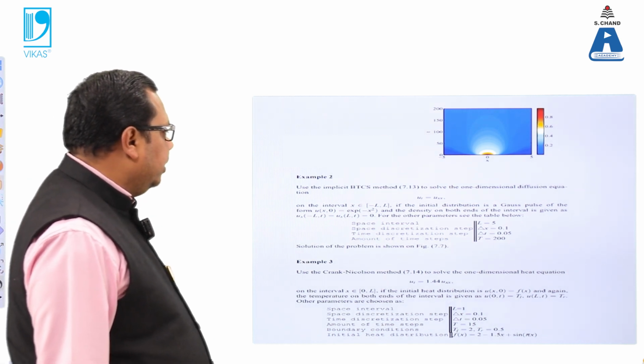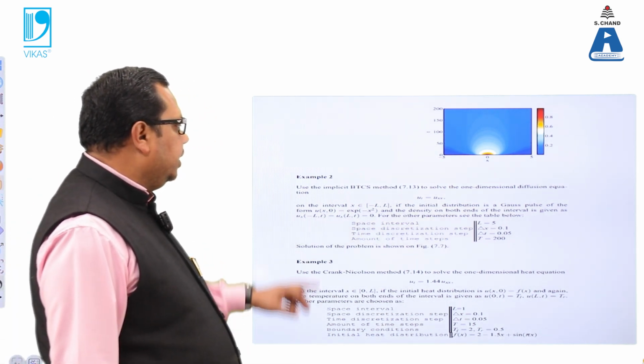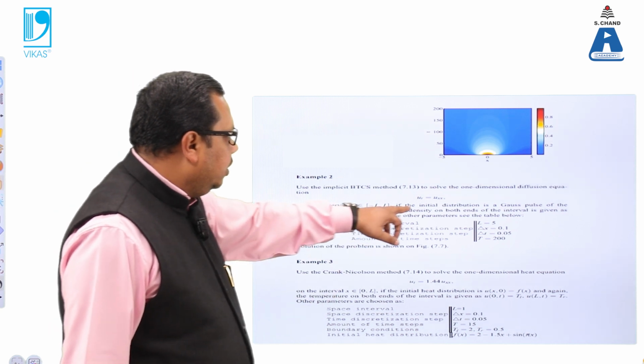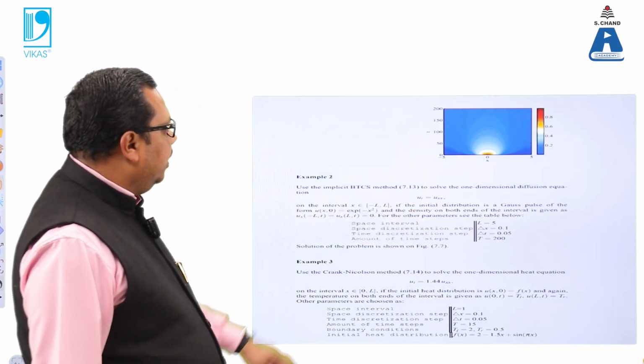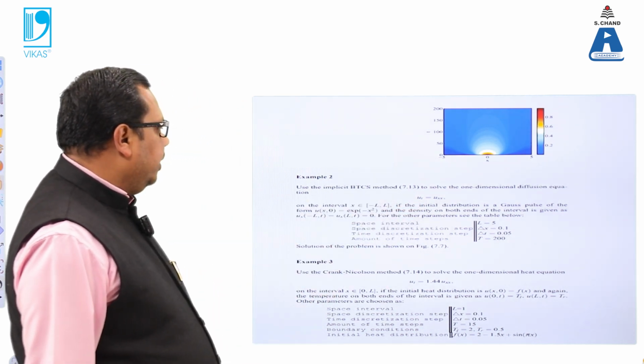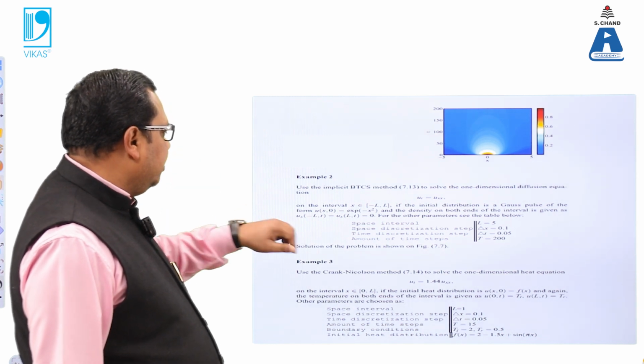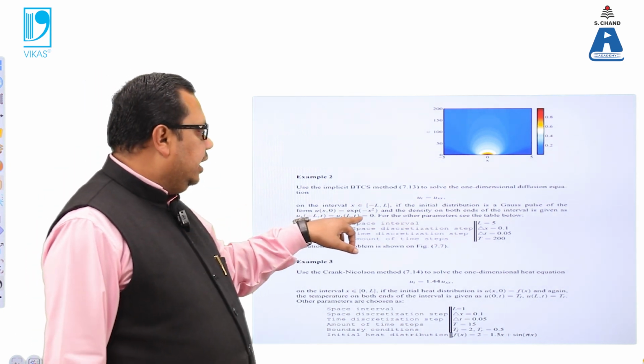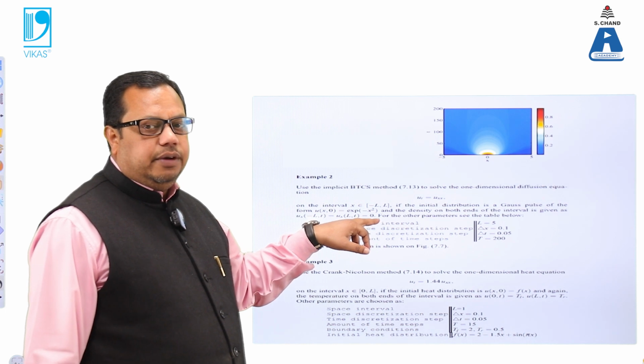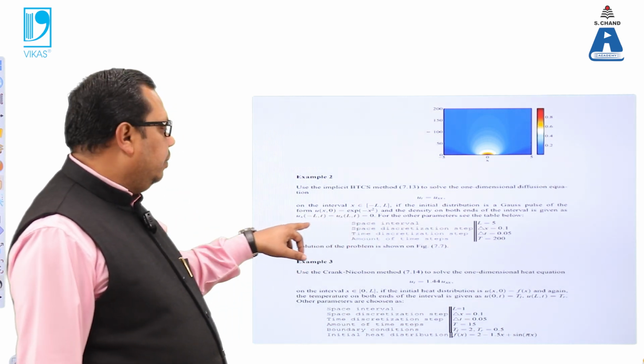Example number 2 is given, where we have to use the implicit BTCS method to solve u_t = u_xx. Again the different values are given to us. Again we can see that we have to form the equation in terms of L and T, u(x, L, t) = 0. So again we have to calculate the different parameters.